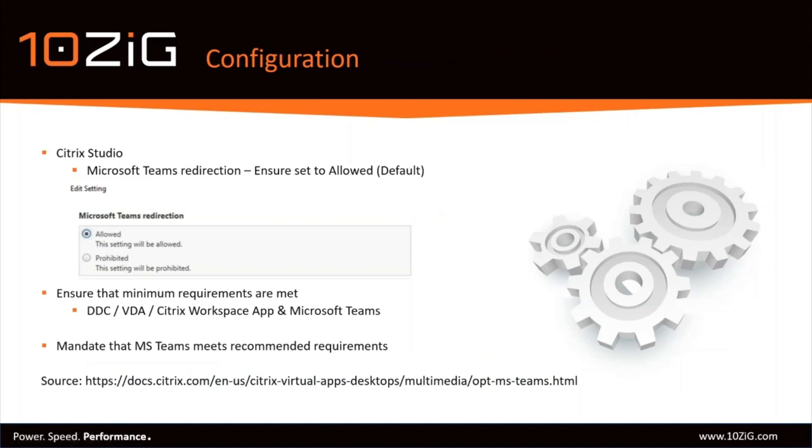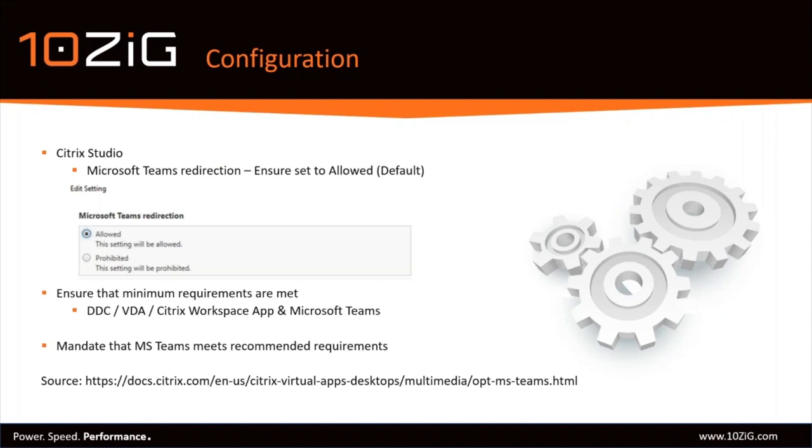The configuration, once we've covered all of those requirements, is really very, very straightforward. As long as you're following the guidelines in terms of the minimum and recommended requirements, there is essentially an MS Teams redirection policy that you'll find under Citrix Studio, and that has to be set to allowed. And as Rob mentioned, that can be applied to either users or delivery groups, etc. It is allowed by default, so unless anybody has actually changed that to prohibited, there's no real reason to change it, but obviously do check it.